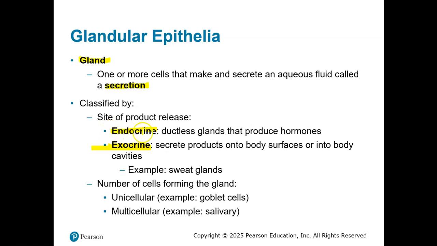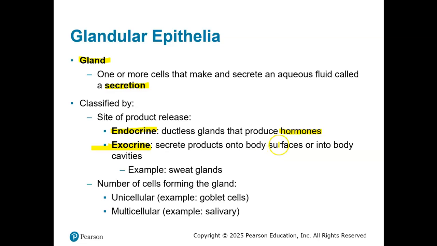So endocrine glands produce hormones. Their secretion is always a hormone. And hormones are released into the blood and travel through the bloodstream, sometimes far from the place that they were produced. Exocrine glands secrete their products onto a surface through a duct, D-U-C-T, like your sweat glands have sweat gland ducts, and the sweat is secreted through the duct onto the surface of your skin.